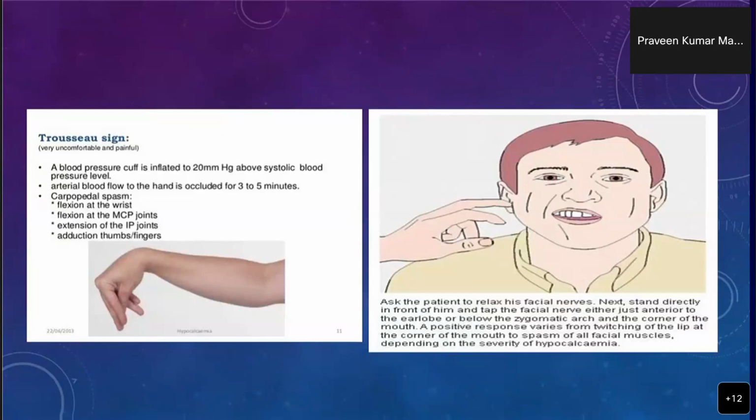This is the Chvostek sign. The patient is asked to relax his facial nerves, and we stand in front of him and tap the facial nerve, either just anterior to the earlobe or below the zygomatic arch. And we are able to elicit facial muscle twitching and contractions.